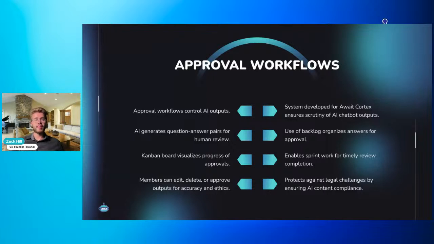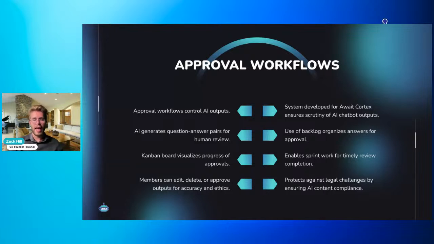So the process starts by leveraging AI to auto-generate question and answer combinations from internal or external knowledge bases, simulating potential user interactions. To manage the volume of generated content, we use a backlog to organize the thousands of answers awaiting approval. Now, based on specific criteria, an answer is selected for review and then moved to a specific location to be reviewed. So this allows users to visualize the progress of pending approvals through different stages and enables them to work in sprints, aiming to complete a set amount of approvals within a specific time frame.